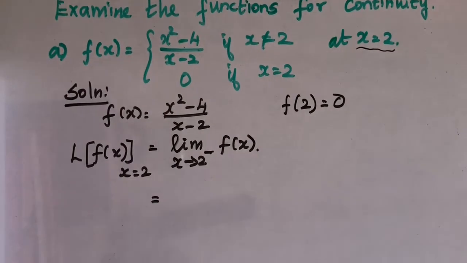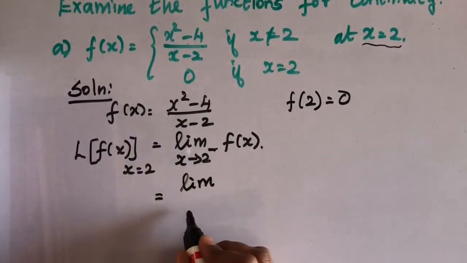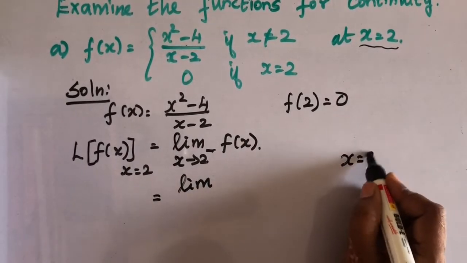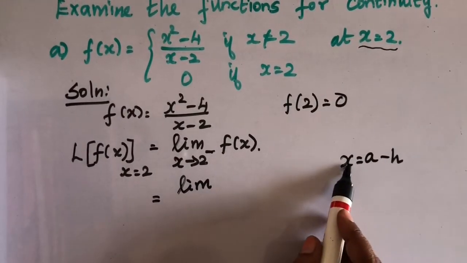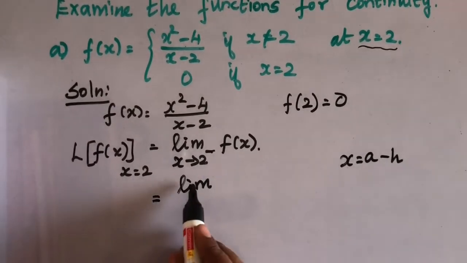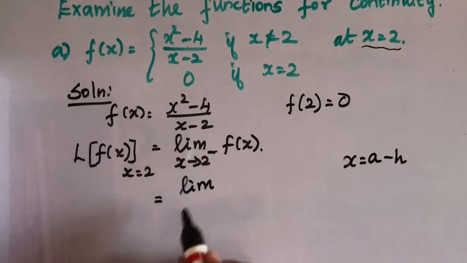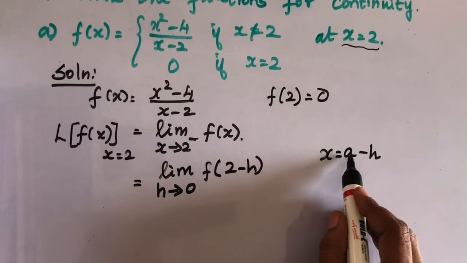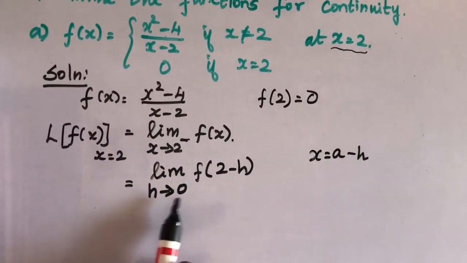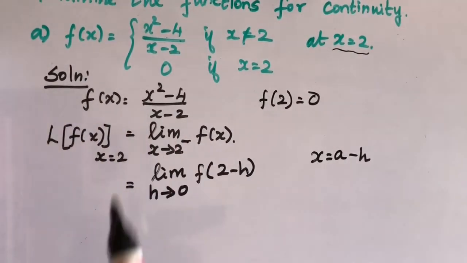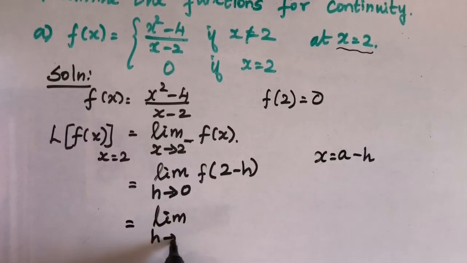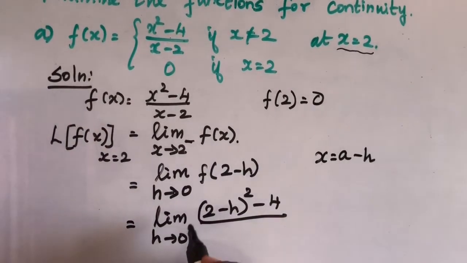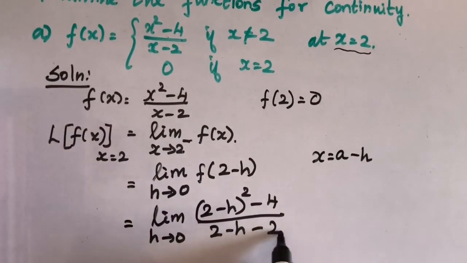In the next step, you have to write x is equal to a minus h and replace x by a minus h. So, the limit will change: limit x tends to 2 minus will change to limit h tends to 0. Here we have a as 2. So, limit h tends to 0 f of 2 minus h. Instead of x, you substitute 2 minus h in the function. That is equal to limit h tends to 0 of (2 minus h) whole square minus 4, divided by x minus 2. What is our x? 2 minus h minus 2.